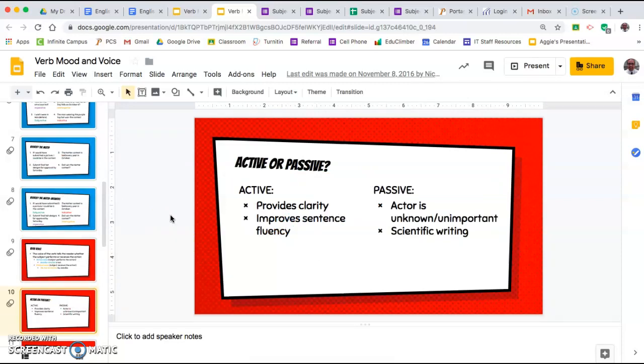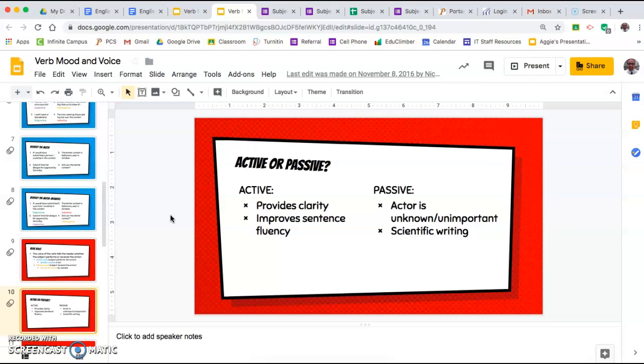Usually people will recommend using active voice, especially with creative writing. It's usually a little bit clearer, easier to read, has a better sentence fluency. But there are reasons for using the passive voice that make a lot of sense. For example, if you don't know who is doing something, you might need to use the passive voice. So if you say the window is broken, but you don't know who broke it, it makes sense to say the window was broken.